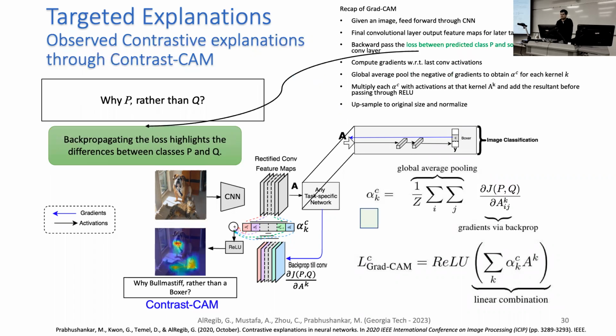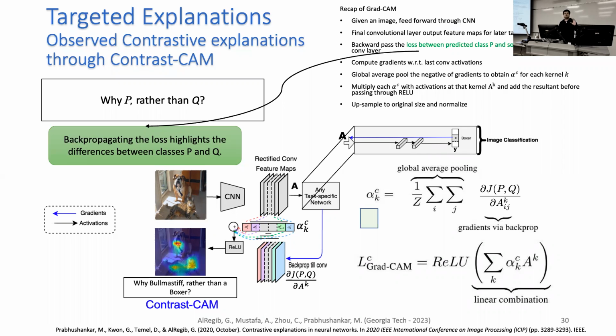Next one is the contrastive perspective, which is YP rather than Q. So in this case, instead of backpropagating the logit, what you're backpropagating is a loss between the prediction P and some contrast Q. So if I want this to be between spoonbill and flamingo, then my prediction would have been a spoonbill, which is P, and my contrast would have been a flamingo, which is Q, and I'm going to backpropagate the loss between them.